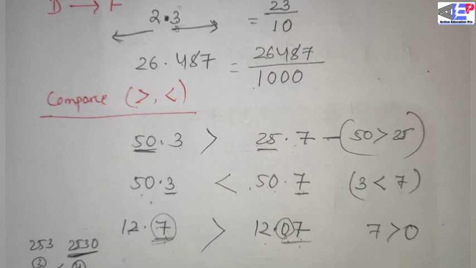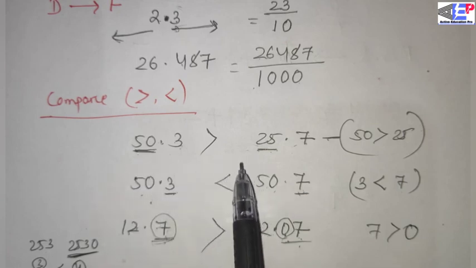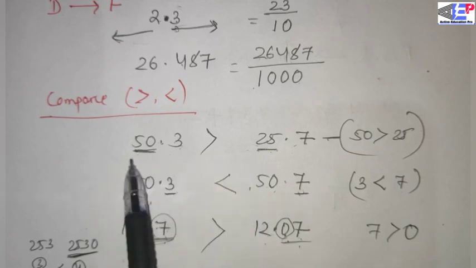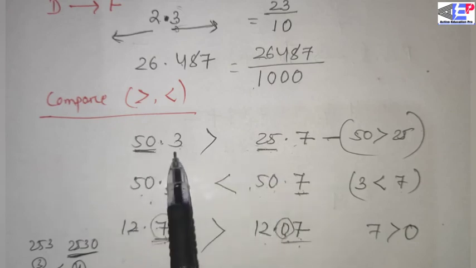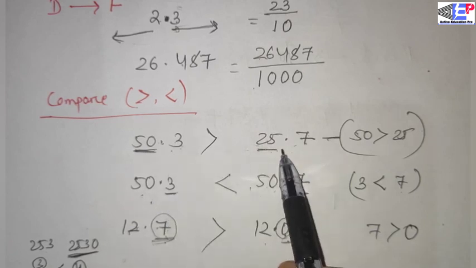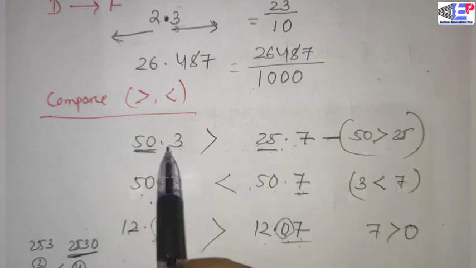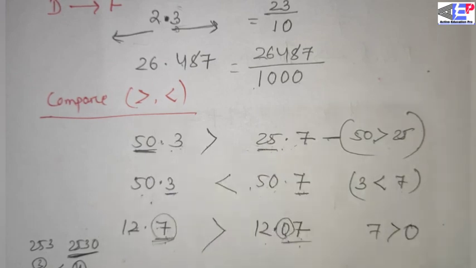Then the next thing, comparison of decimal numbers, which is greater and which is smaller. First case: both numbers carry the same digits but differ in their whole number part. Here is 50.3 and here 25.7. This number is something more than 50, that one is something more than 25, and you know 50 is always greater than 25. So 50.3 is always greater than 25.7.